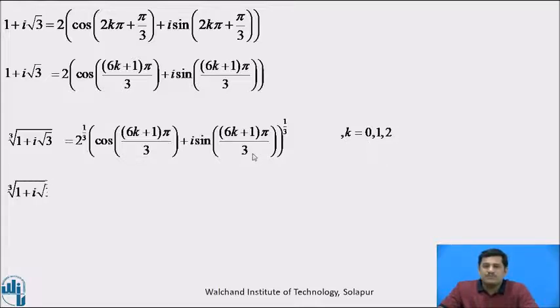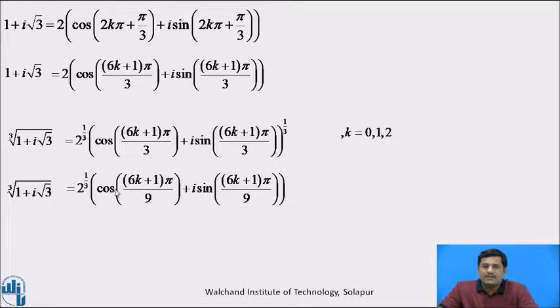Now applying De Moivre's theorem here, we get 2 raised to 1 by 3. This 1 by 3 will be the coefficient of this angle, but already 1 by 3 is there, so we write here 1 by 9 and the numerator as it is. Now the next complex number is cube root of 1 minus I root 3, which is exactly the conjugate of this complex number. We can write it by simply replacing plus by minus here.